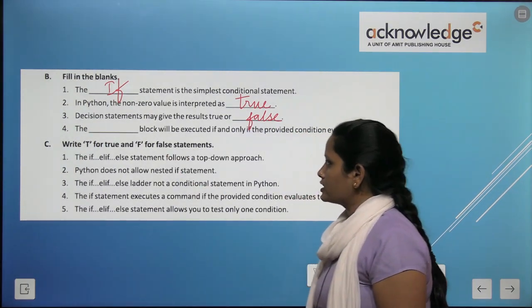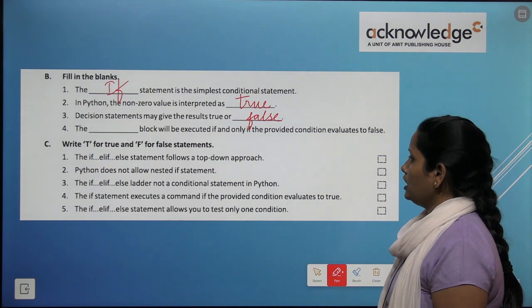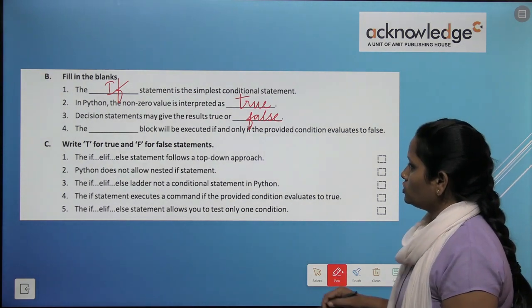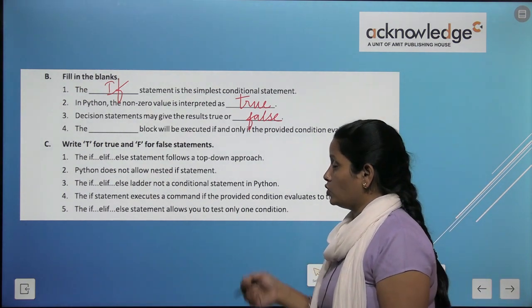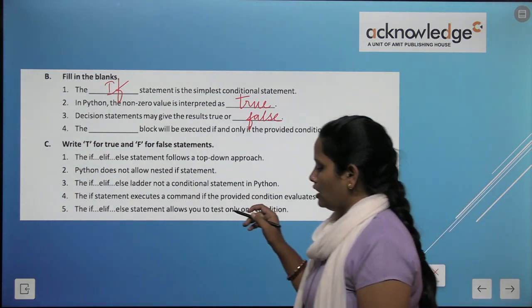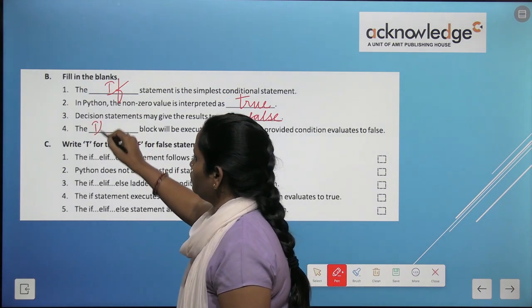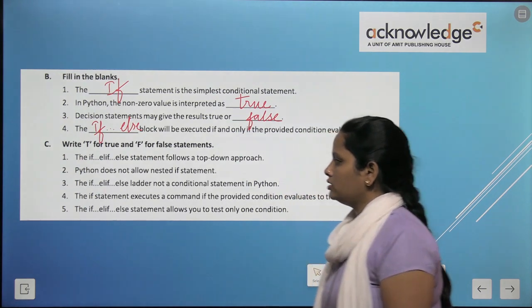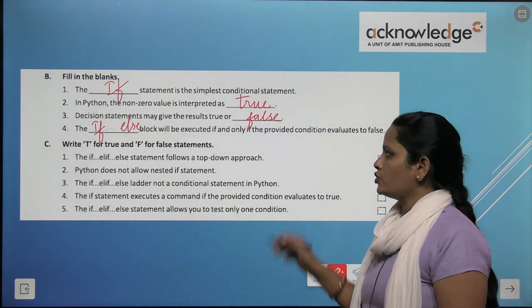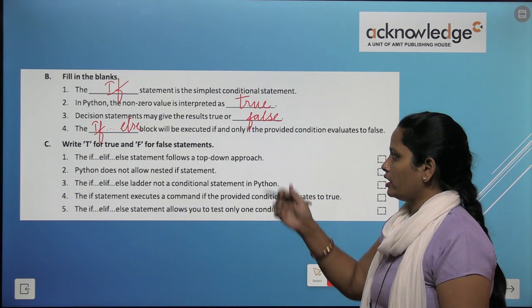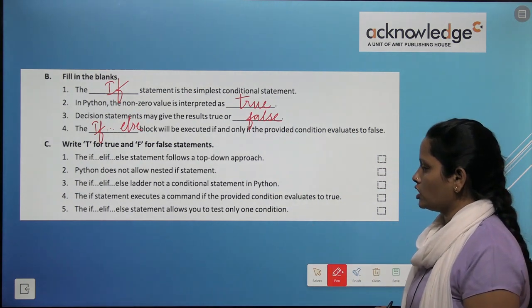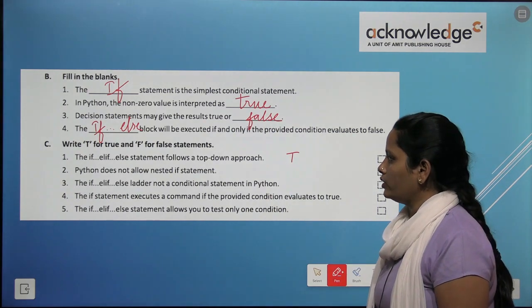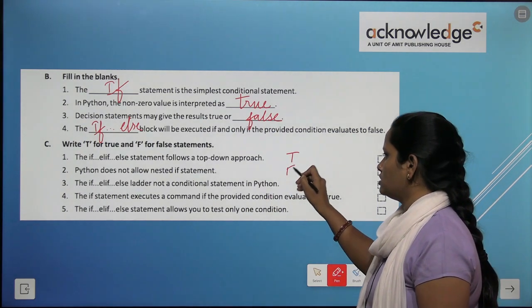The dash block will be executed if and only if the provided condition evaluates to false. So कौन सा block execute होगा अगर हमने ये condition लगाया तो if and else, if else block. Now come to true and false. The if-elif statement follows the top-down approach. Yes, this is true. Python does not allow nested if statement. False.